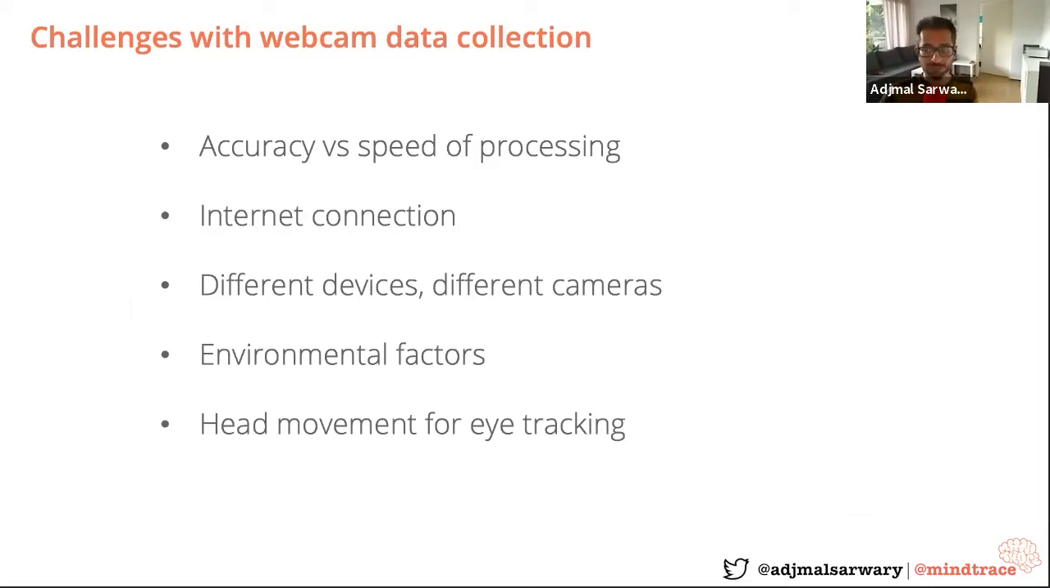And you have head movements. If you run calibration and your participant does this, it becomes very hard for the algorithms to still be accurate. We try to take care of all of this.